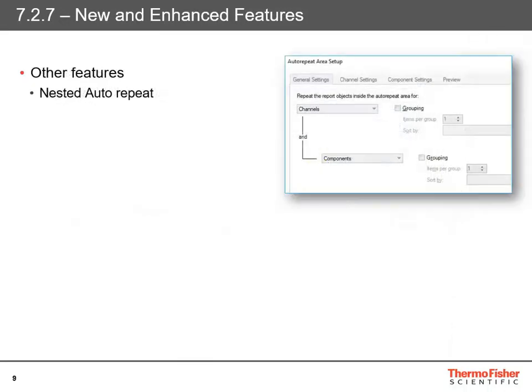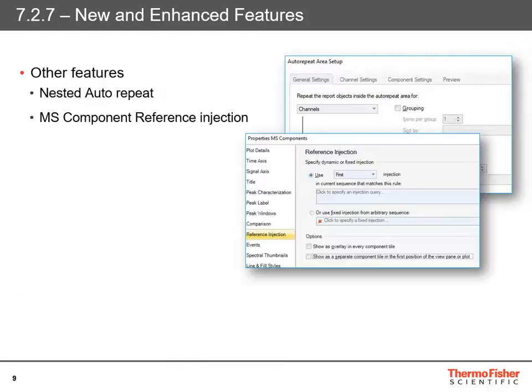Okay, some other features that were added to this release are nested auto repeat. Before, our auto repeat function was a fantastic function for automatically repeating sections of your report for different channels or different components or even different injections. What you can do now is a nested auto repeat, so you can auto repeat based on channels and components in the same report, in the same sheet.